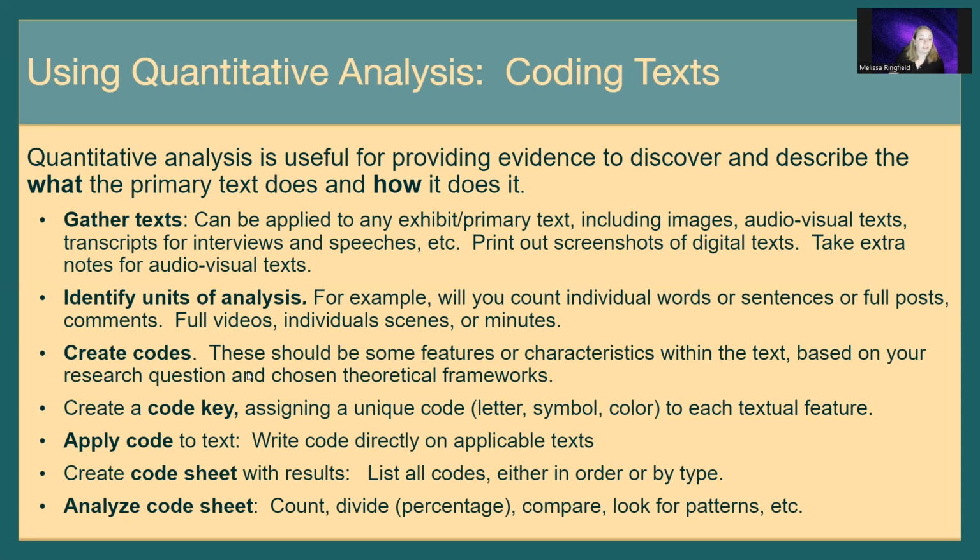Create your codes. These should be features or characteristics within the text based on your research question and chosen theoretical framework. Create a code key, assigning a unique code, letter, symbol, or color to each textual feature. Apply the code to the text. Write codes directly on applicable texts. You might create a code sheet afterwards, listing all the codes either in order or by type, and analyze the code sheet. Count, divide, compare, look for patterns, etc.